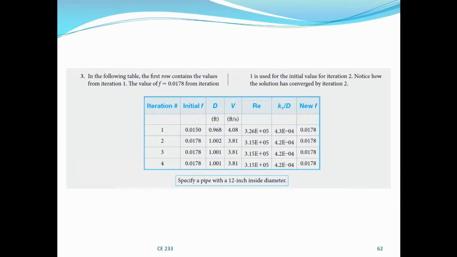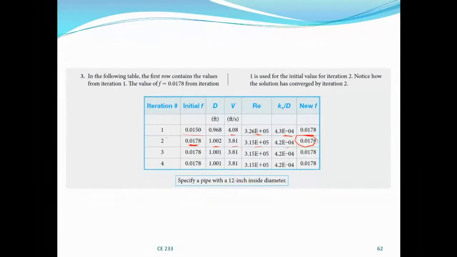If you can program in Excel, it will be very simple. For the first iteration, this is the assumed f, D, V. You calculate V, the Reynolds number, you put in the formula, the relative roughness, and get the new f. So this is the new value of f. You repeat the process again. You find D, V, Re, and use the Moody diagram.